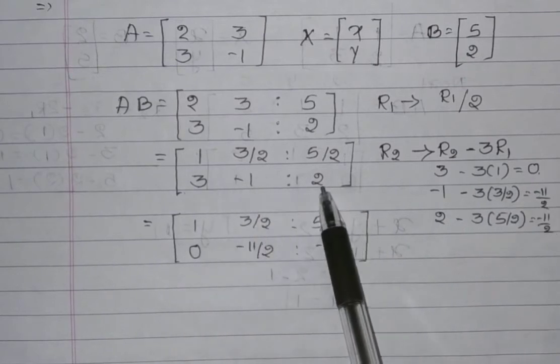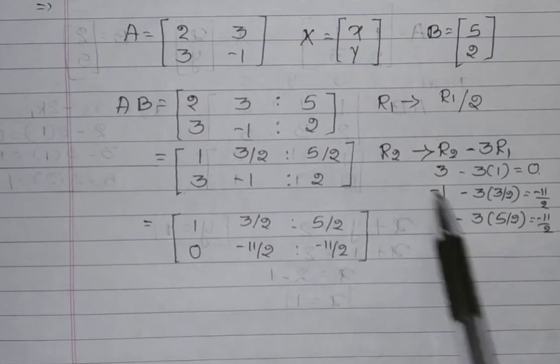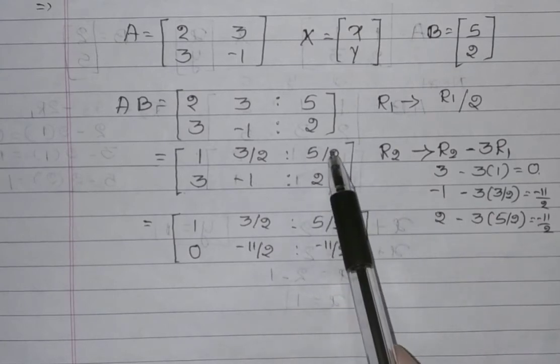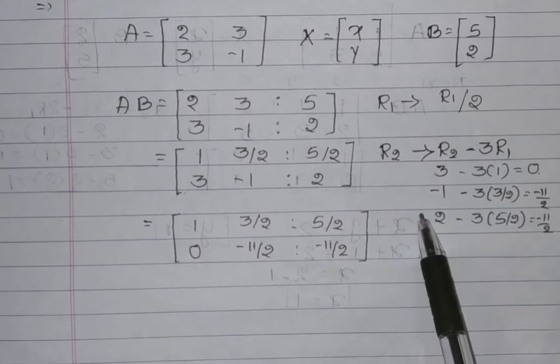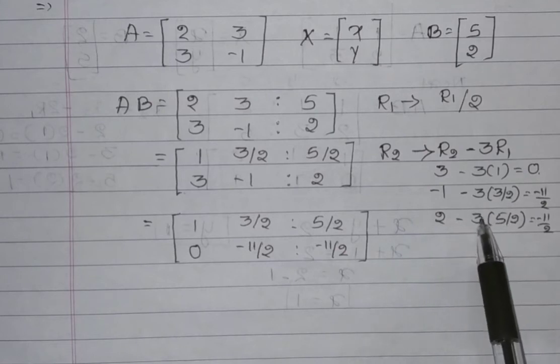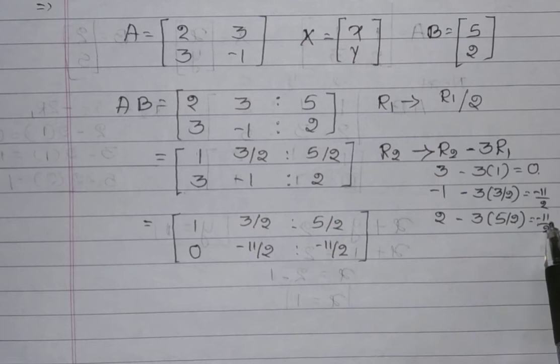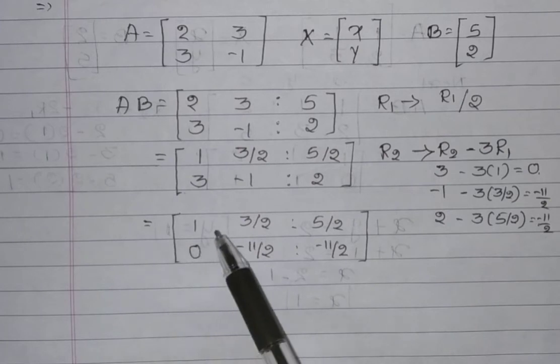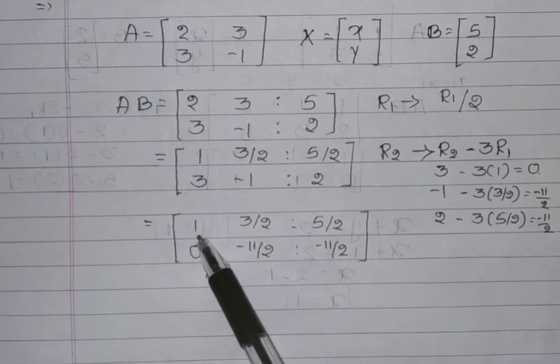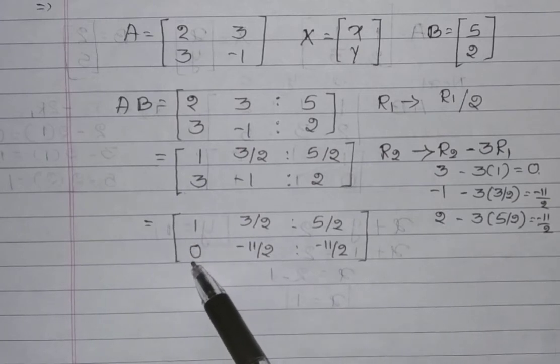R2 row last element is 2 minus 3 into its corresponding R1 row element is 5 divided by 2. Again using LCM concept, 2 into 2, 4. 4 minus 5 3s are 15. 4 minus 15 will give us minus 11 divided by 2. So here it is minus 11 divided by 2. So observe here, below the diagonal one element we have reduced as 0.